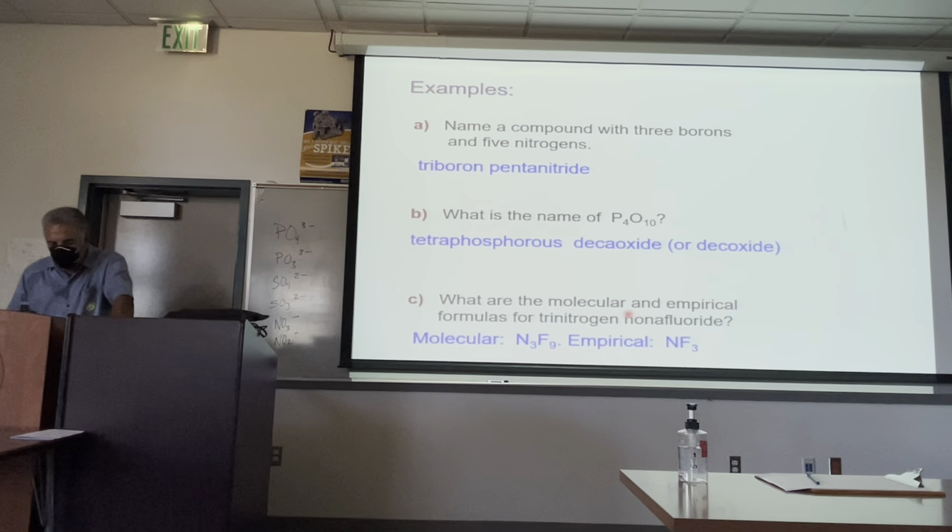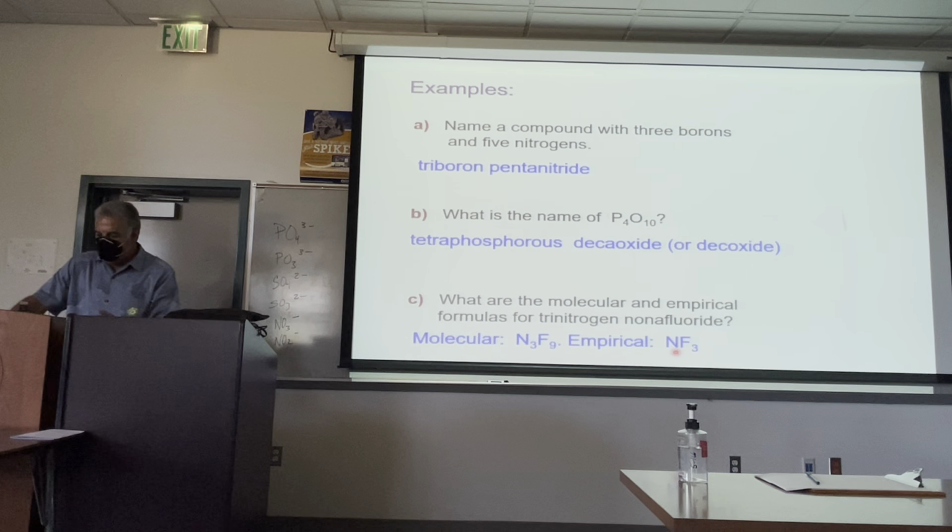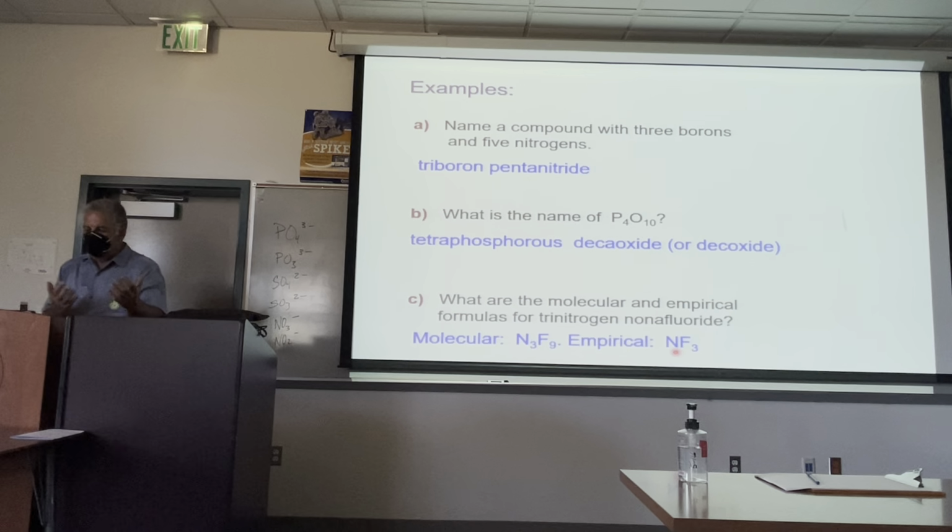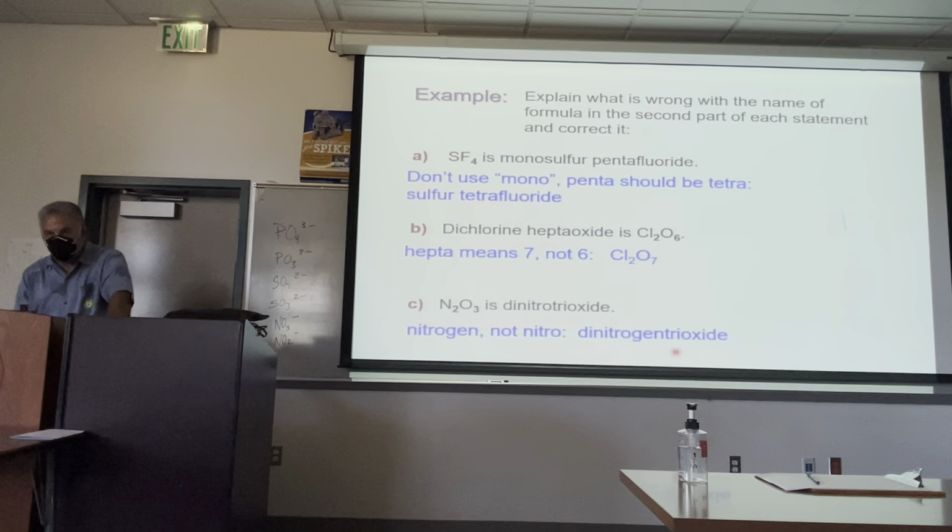What is the molecular and empirical formulas for trinitrogen nonafluoride? So 3 nitrogens, 9 fluorides, N3F9. The molecular formula, right? Empirical formula is the smallest numerical ratio between the elements, so we're going to divide each one by 3, and we get NF3, nitrogen trifluoride, which is a different compound than trinitrogen nonafluoride, right? So you have to be careful. Empirical formula is not necessarily the formula for a compound, and sometimes the empirical formula and the molecular formula are two different compounds. Oh my goodness.